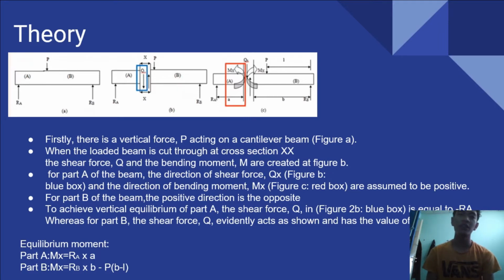Okay, the formula is, equilibrium moment for part A: Ms equals Ra times a, and for part B: Ms equals Rb times v, negative P times b minus L. That's all for my part.